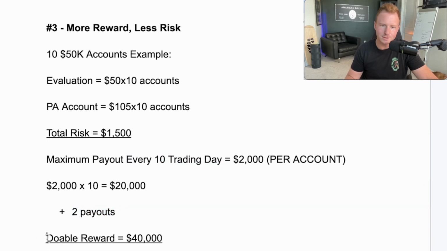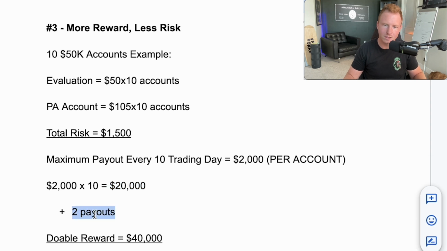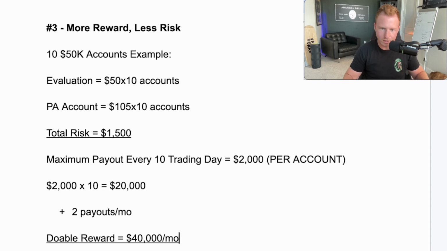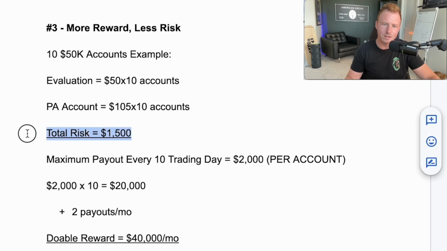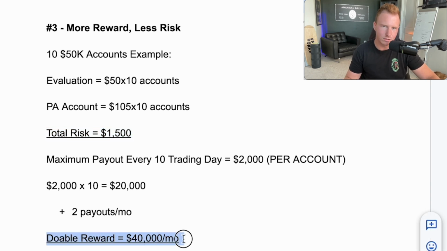So what this means basically is a doable reward is $40,000 per month on 10 of the 50K accounts, right? Because you're doing 2,000 times 10, that's $20,000, and then 2 payouts per month. So I'll just put 2 payouts per month. That's going to give you a reward of $40,000 per month, okay? So again, we're risking $1,500 to make $40,000 potentially.